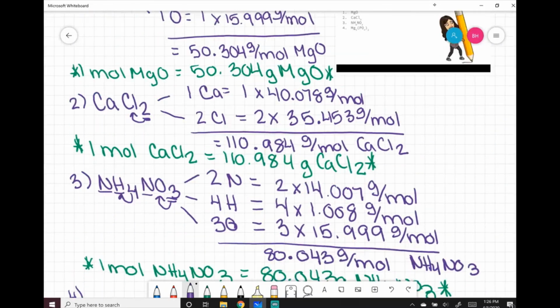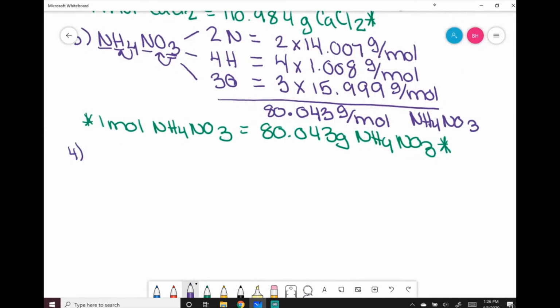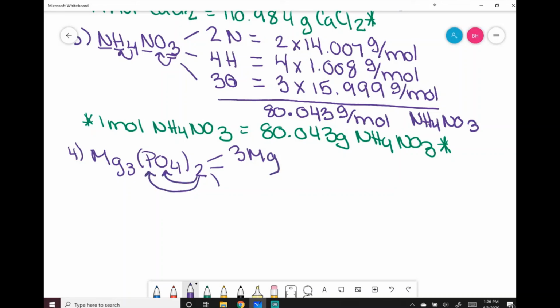Moving up, we have magnesium phosphate. So we have Mg3(PO4)2. All right. We know our steps, so we're going to identify what we have. We have 3 magnesiums. Now, this 2 on the outside applies to everything in the bracket. So I'm going to multiply everything within those brackets by 2. So that means I have 2 phosphorus and 8 oxygen. So make sure that you distribute that 2 to everything within those brackets.